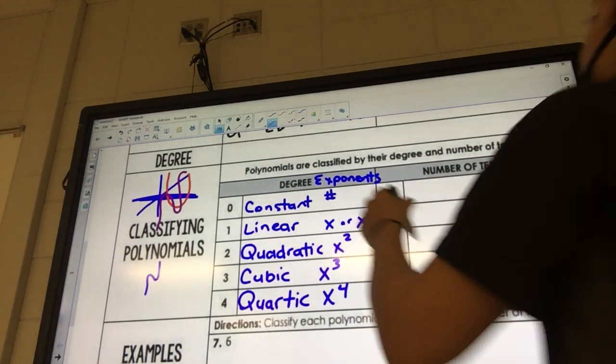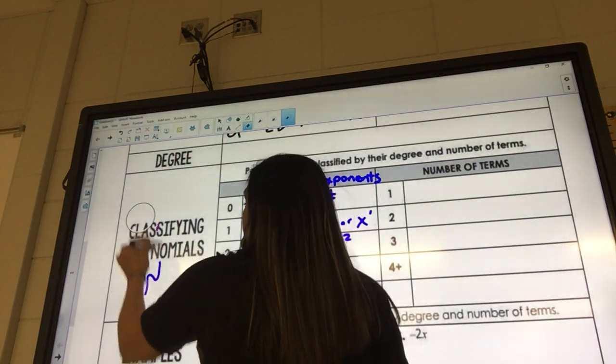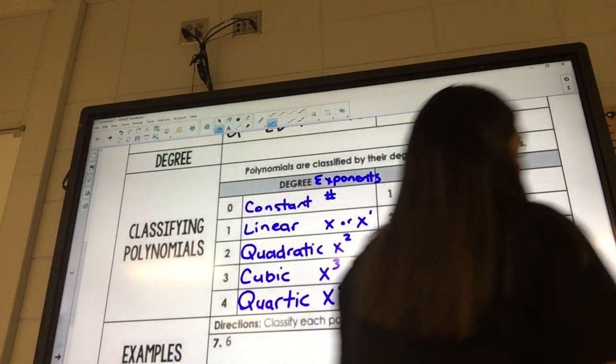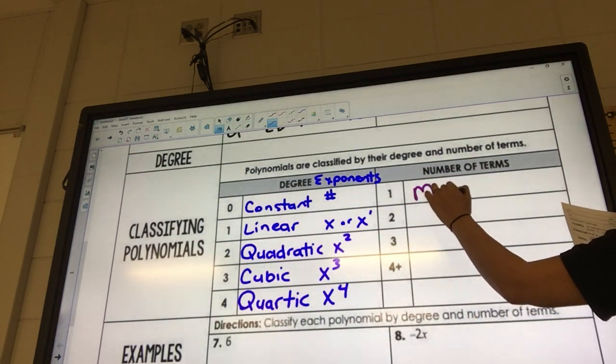Okay, so the number of terms, the best way is for me to just show you, but the number of terms, if it has 1 term, it's called a monomial.